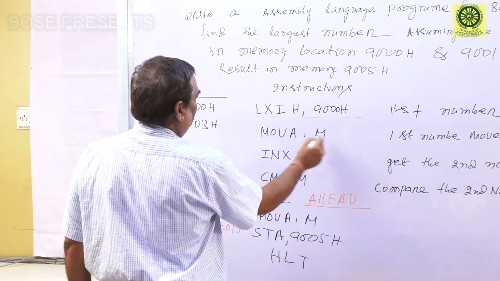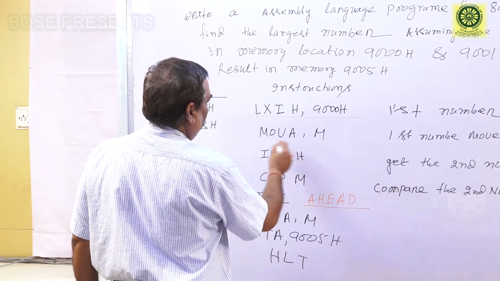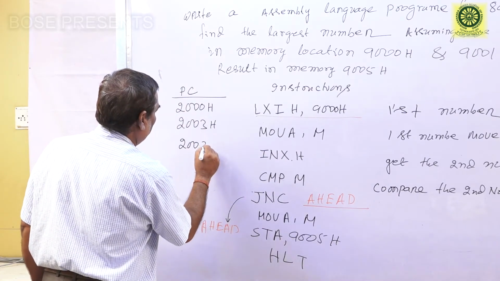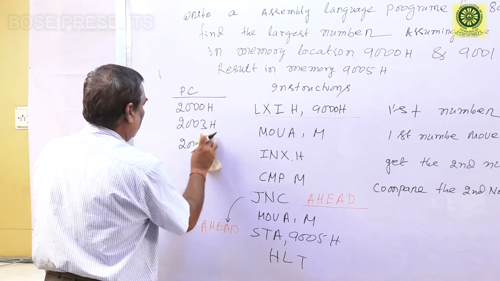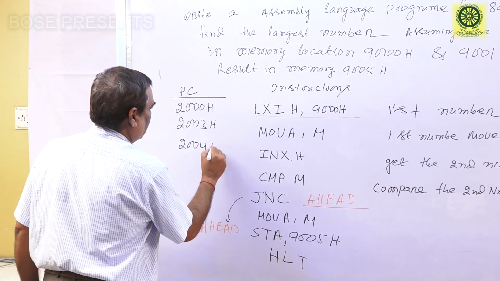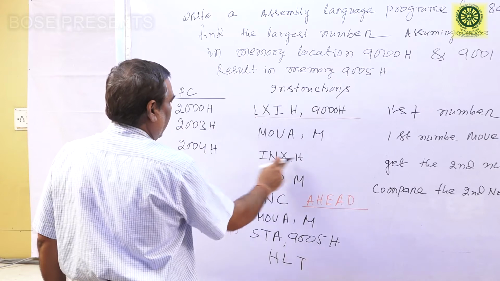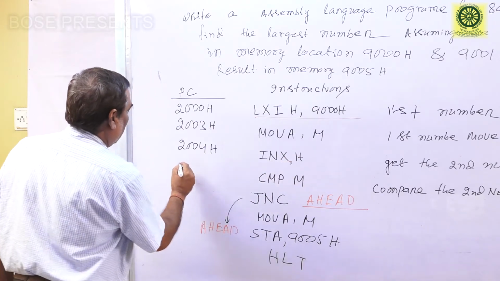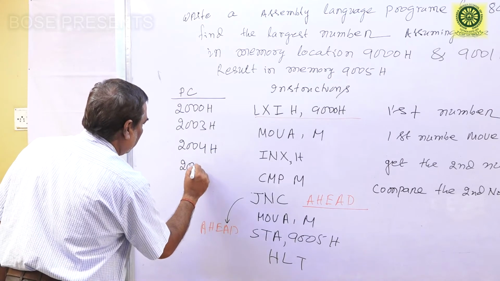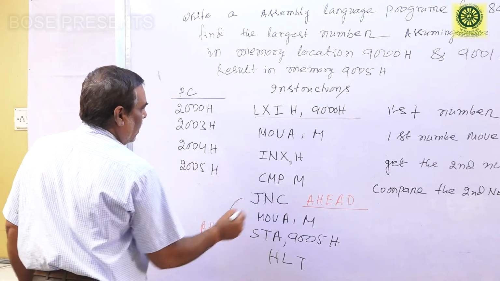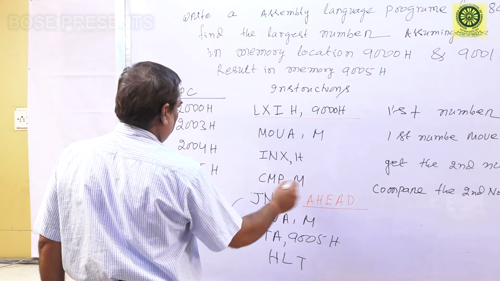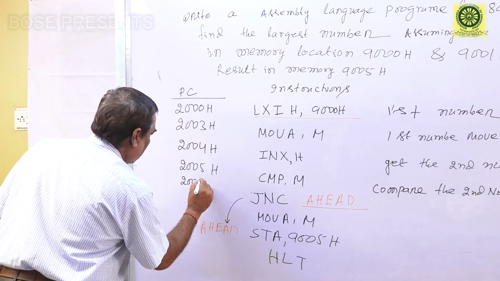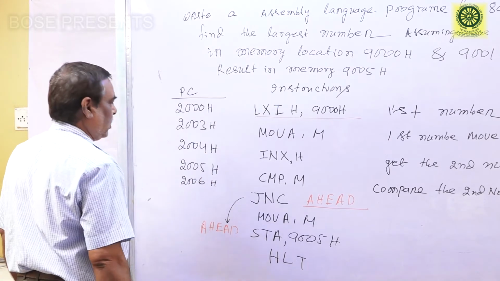Then this is a single byte instruction because there is no 8-bit data and no address. So the next sequence of the program counter is 2004H. Then this is a single byte instruction because there is no data and no address. Then the next sequence of the program counter is 2005H. Now here, compare M is also a single byte instruction. Since there is no data or address, the next content is 2006H.